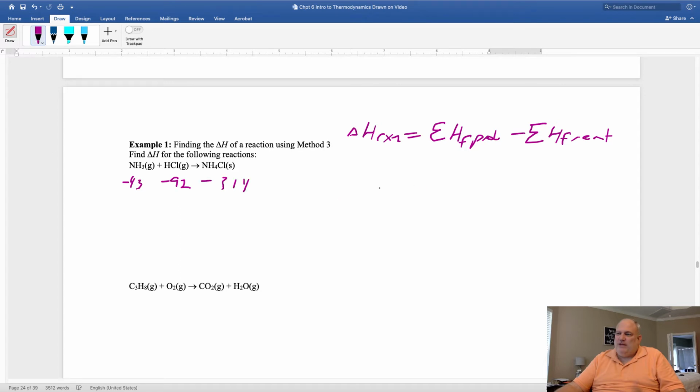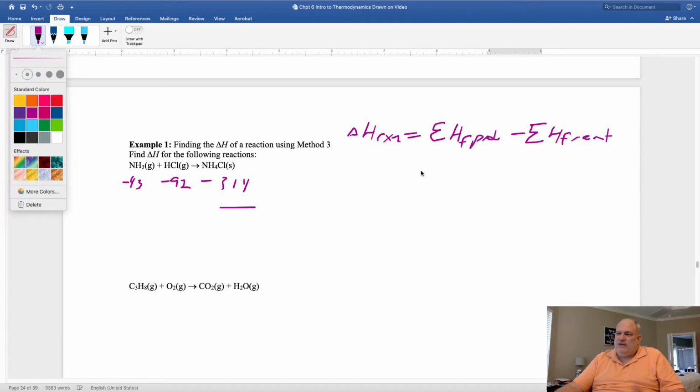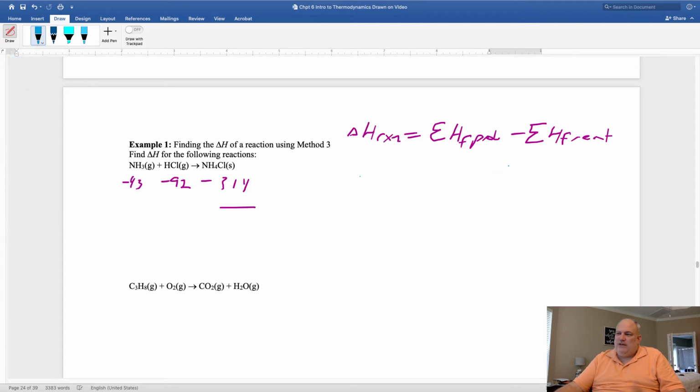So if we go to our equation, what that means is we have to take our products, and the only thing on our product side is the minus 314. I'm going to change color pens here because it's going to make me happier. Let's go with this color right now. I feel like I'm on an art show. So the enthalpy of our products, the only thing we have on our product side, wouldn't it be minus 314?